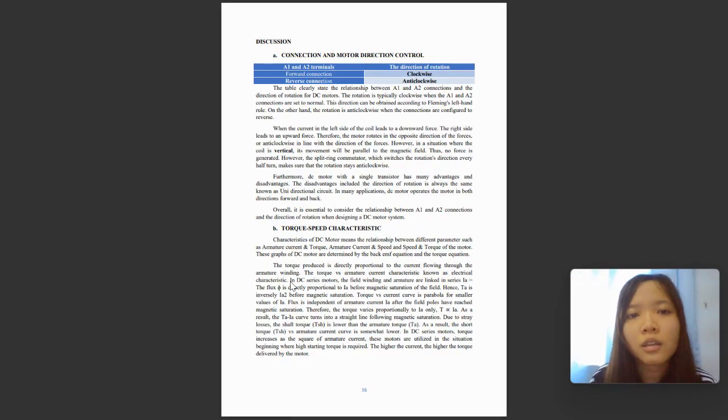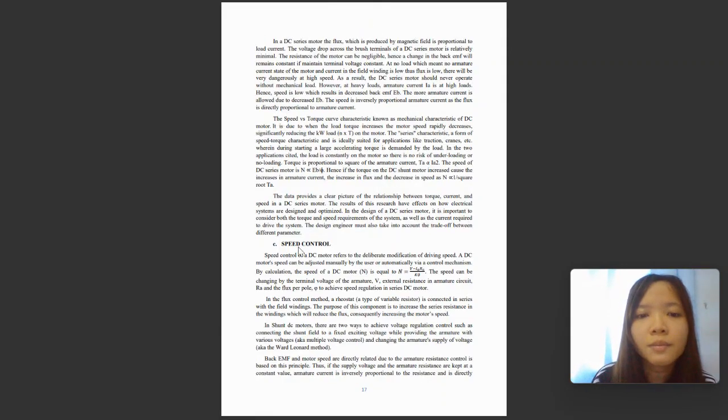The next one is the discussion. Part A, connection and motor direction control. The normal connection is clockwise, and the reverse connection is anti-clockwise. So we have to consider the relation between both connections and the direction of rotation when designing a DC motor system. Part B is the torque-speed characteristic. As we know, the torque produced is directly proportional to the current flowing through the armature winding. The higher the current, the higher the torque delivered by the motor.